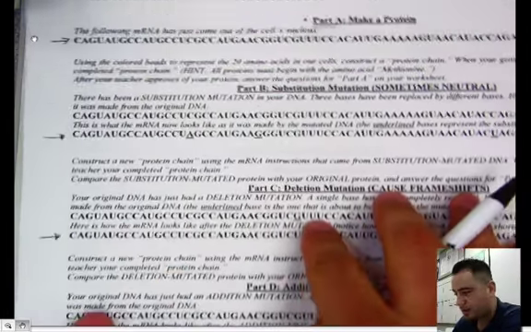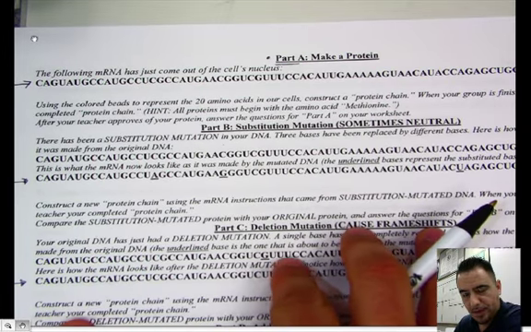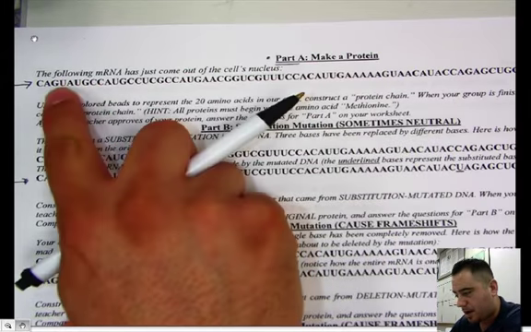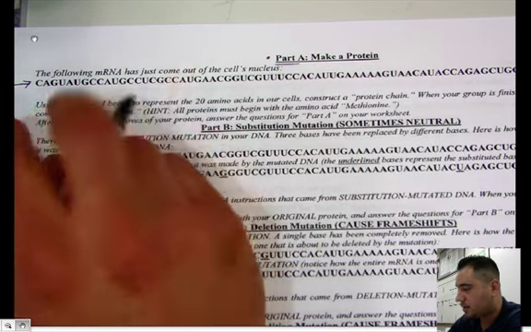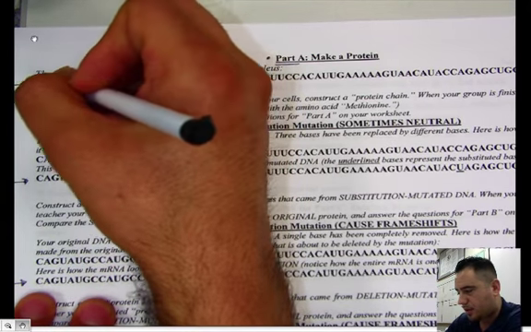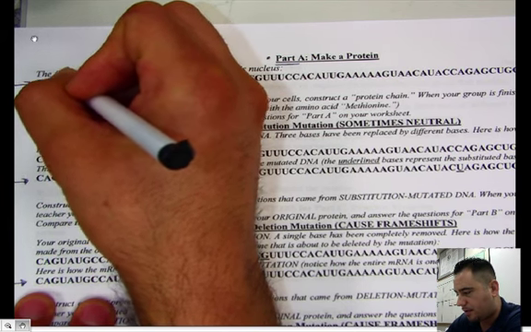Okay? So we're going to get started right here. What do you do first when you translate? Well, you have your RNA here, so you don't have to transcribe. It's already transcribed. All you're going to do is find AUG. So you look from left to right, find your AUG, and I found it right there.